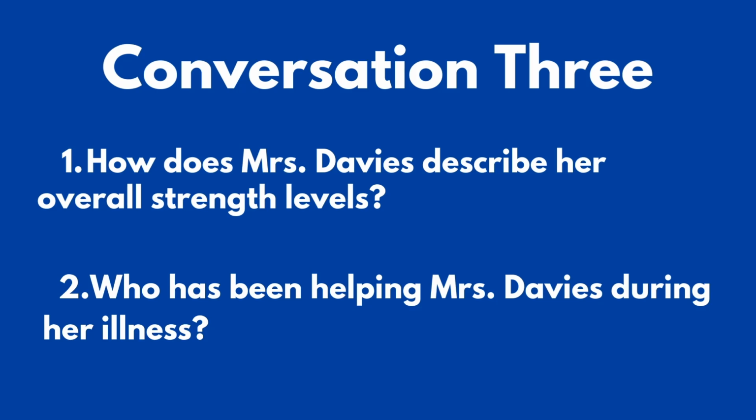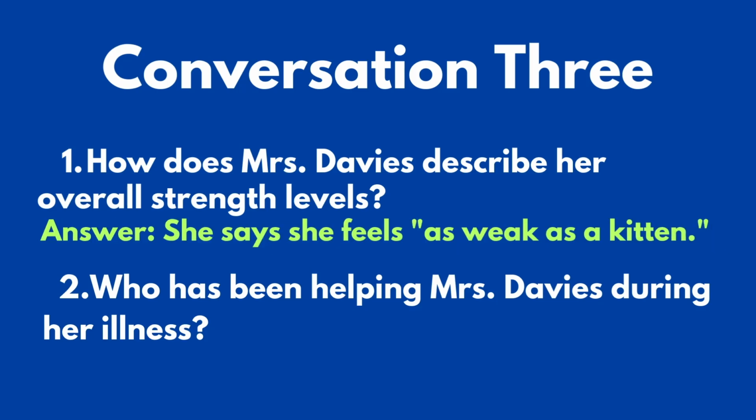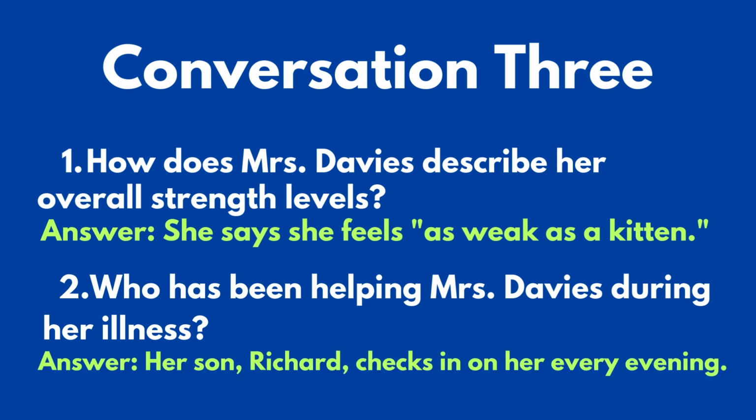Let's check out the answers to our 2 questions for conversation 3. Question 1 is, how does Mrs. Davies describe her overall strength levels? She says she feels as weak as a kitten. This is a common English idiom used to describe when someone is feeling unwell and not very physically strong. Question 2. Who has been helping Mrs. Davies during her illness? The answer is her son Richard. He checks in on her every evening.